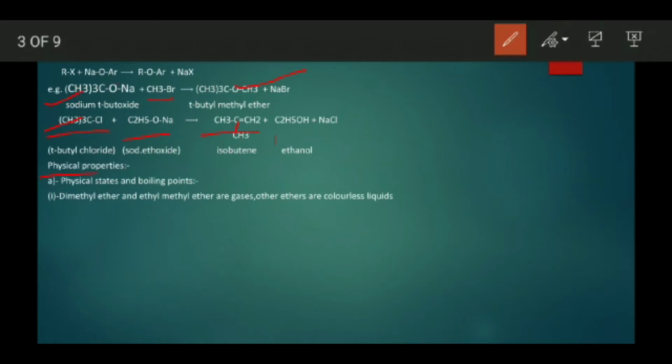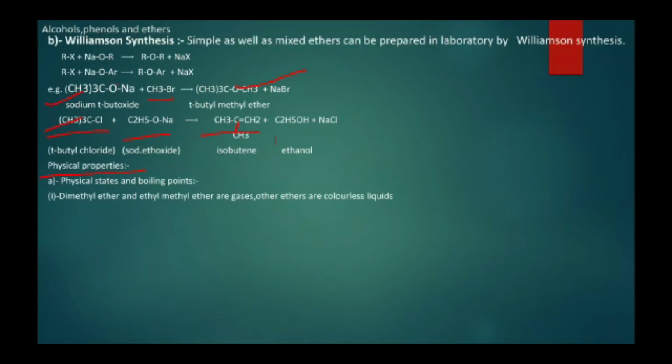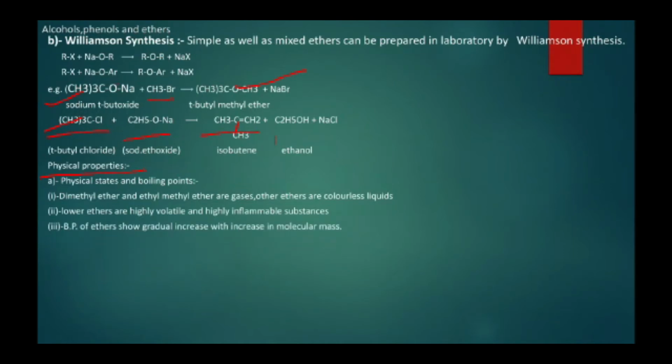Now we discuss the physical properties. First we discuss the physical states and boiling points. So dimethyl ether and ethyl methyl ether are what? Gases. Other ethers are what? Colorless liquids. Second point, lower ethers are highly volatile and highly inflammable substances. The boiling point of ethers shows a gradual increase with increase in molecular mass.